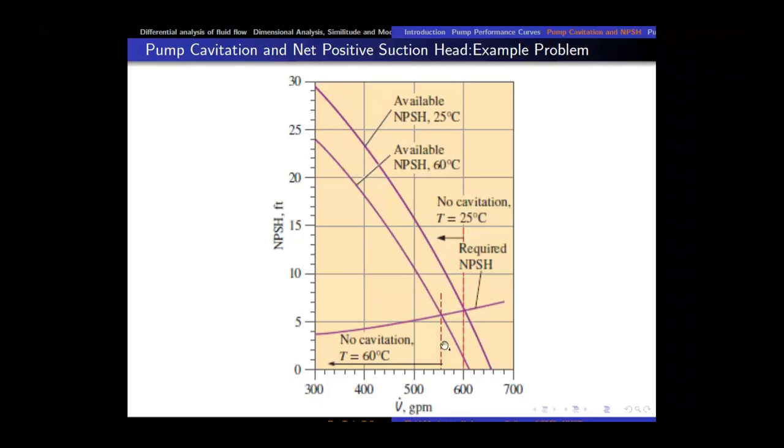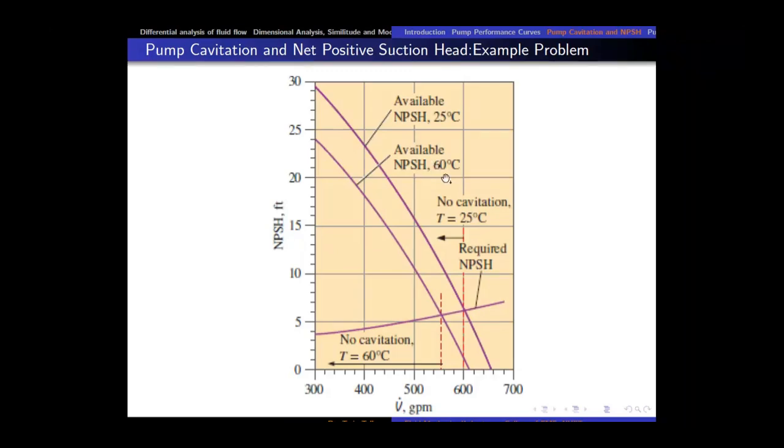Okay, so here this line is showing this upward line, which is increasing with the volume flow rate. That is the NPSH required line, which is being provided by the manufacturer of that pump. Now there are two lines here. One is NPSH at 25 degrees centigrade. So that line is a little bit higher than the NPSH available at 60 degrees centigrade.